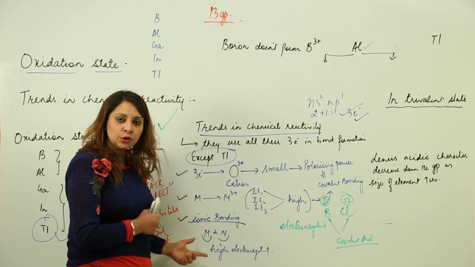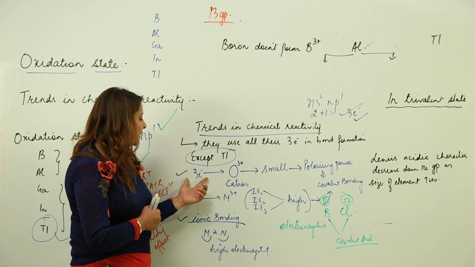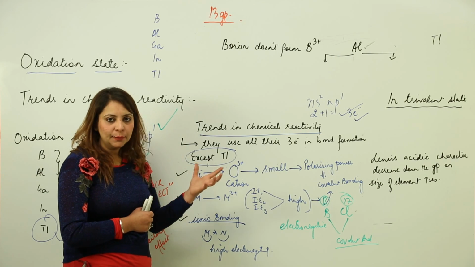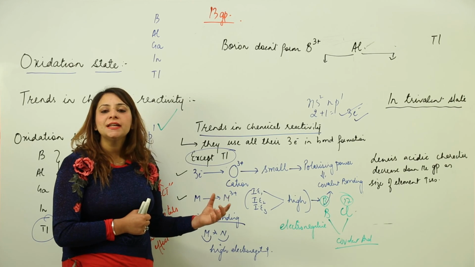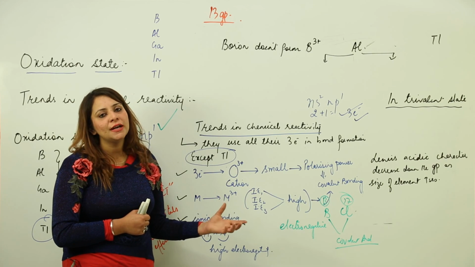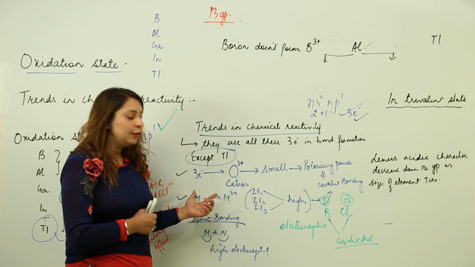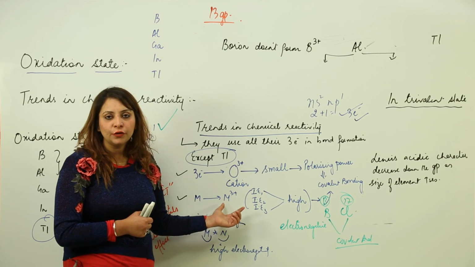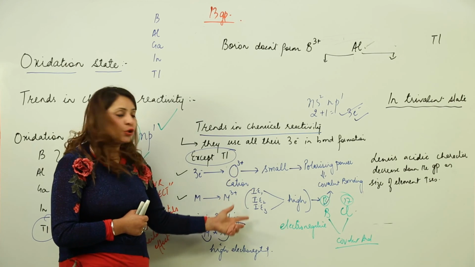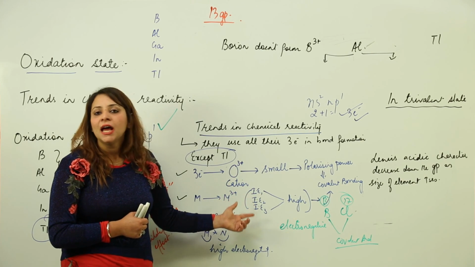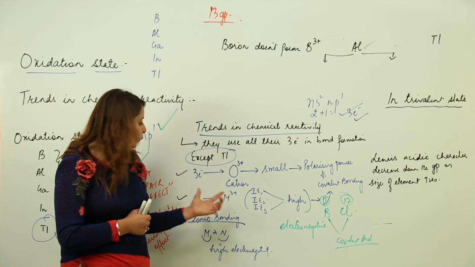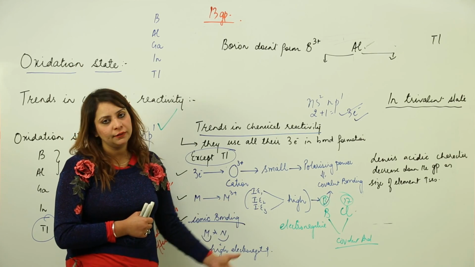The reason is that by making use of 3 electrons they become quite smaller, and smaller means they have high polarizing power. High polarizing power means more covalent character. Second, for forming metal into M3 positive requires the sum of 3 ionization energies. The sum is quite high and we cannot supply it, so converting them into M3 positive is quite difficult.